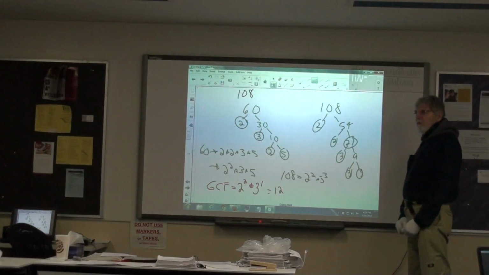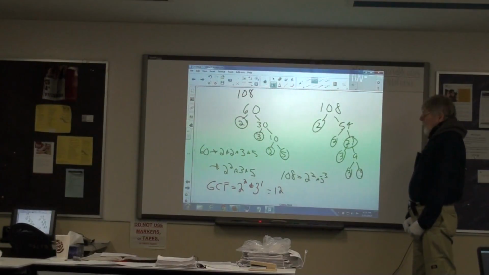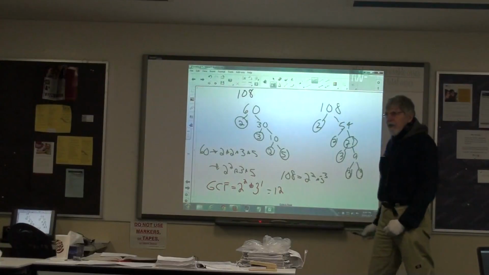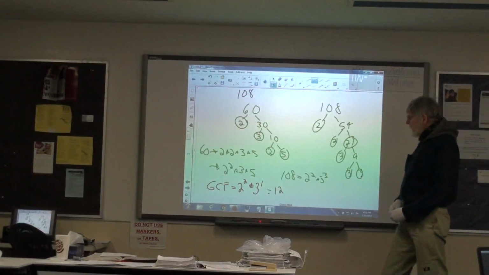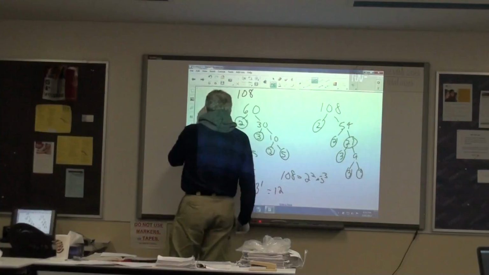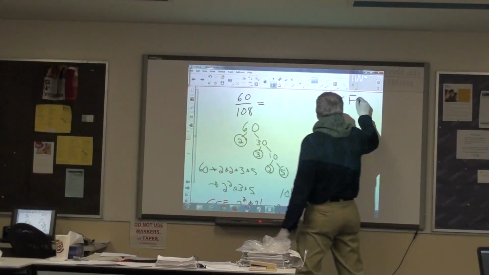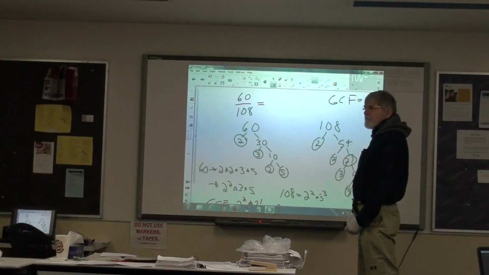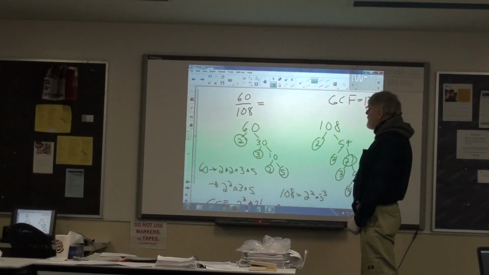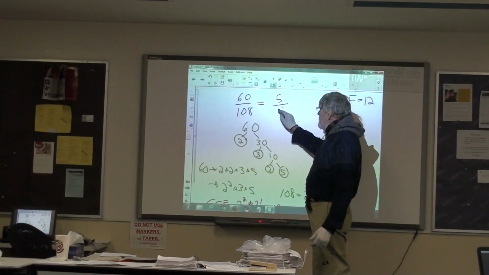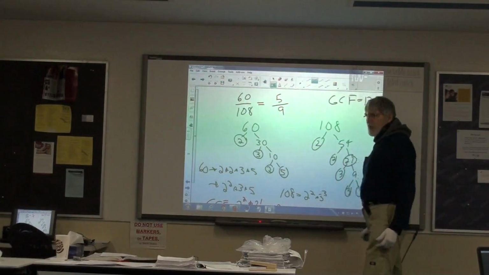So we have indeed found the greatest common factor by creating the prime factorization tree for each of the numbers and creating the greatest common factor by taking each item to its lowest occurrence. So now with confidence, we can go back and do this reduction in one step by using the greatest common factor of 12. Now calculators are encouraged. 12 into 60 is 5, and 12 into 108 is 9, and we're done in one step.